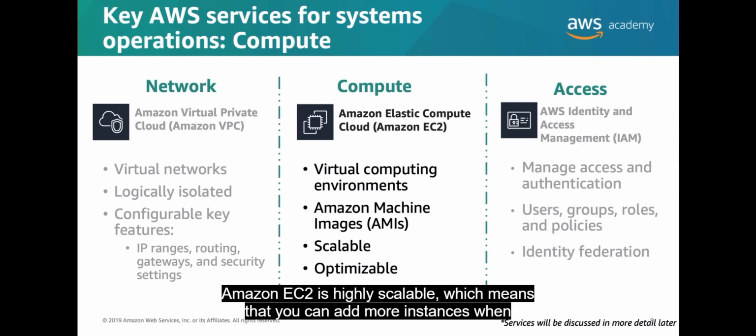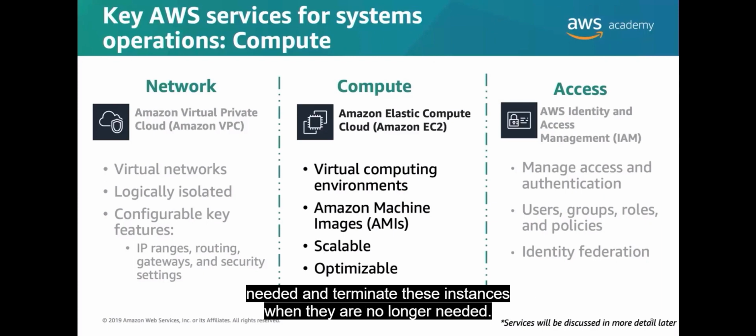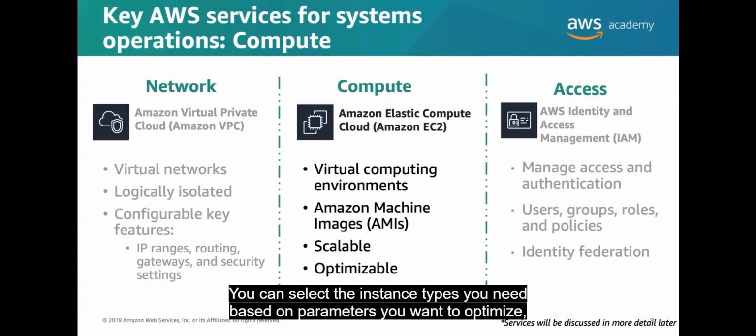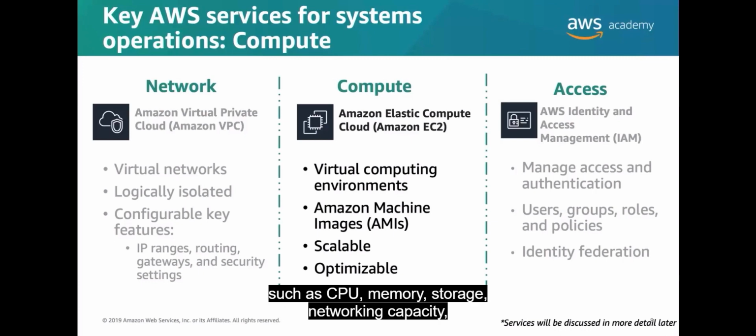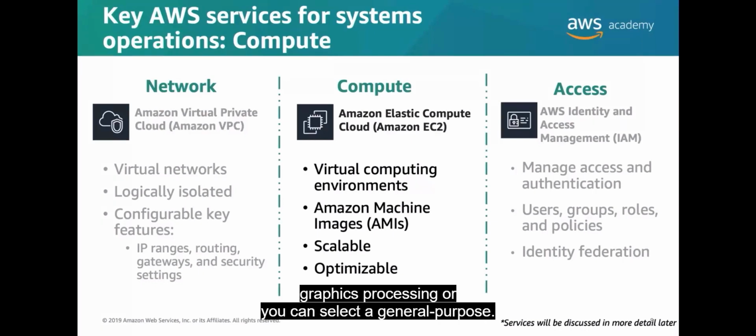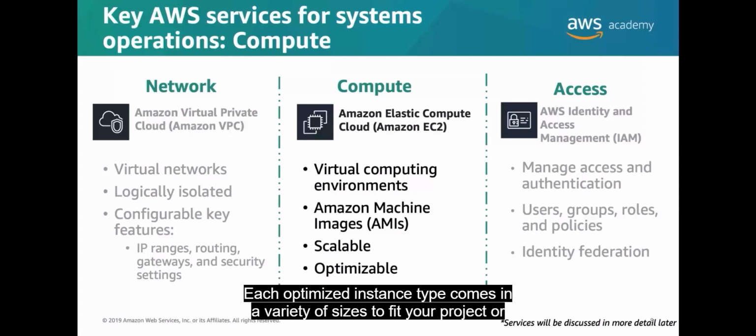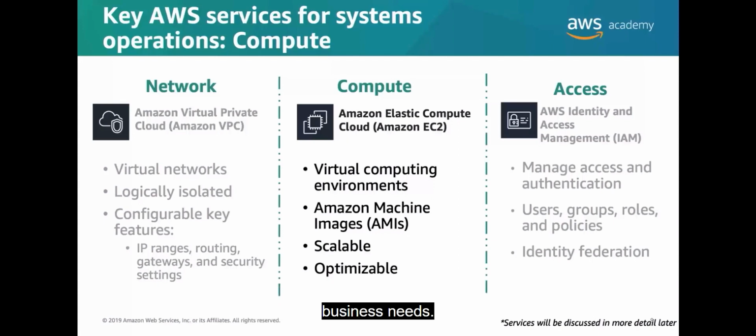Amazon EC2 is highly scalable, which means that you can add more instances when needed and terminate these instances when they are no longer needed. You can select the instance types you need based on parameters you want to optimize, such as CPU, memory, storage, networking capacity, graphics processing, or you can select a general purpose. Each optimized instance type comes in a variety of sizes to fit your project or business needs.